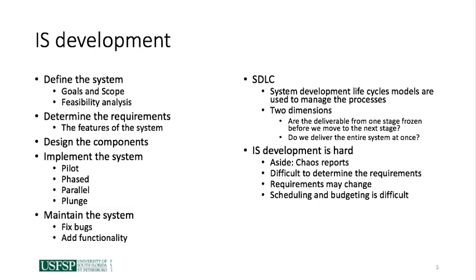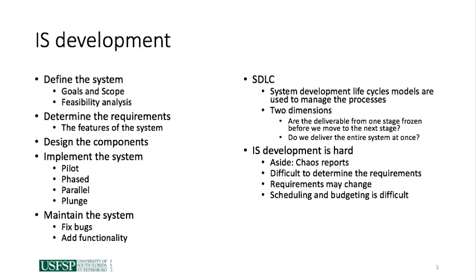The oldest SDLC, the waterfall model, insists that all deliverables are frozen and can never be reopened, or at least only with great difficulty, and that the entire system is delivered at once. More modern SDLCs, often called agile methods, do not insist that deliverables be frozen and allow for the system to be delivered in components. Scrum, a methodology that is discussed in great detail in the textbook, was designed specifically to support agile methods.